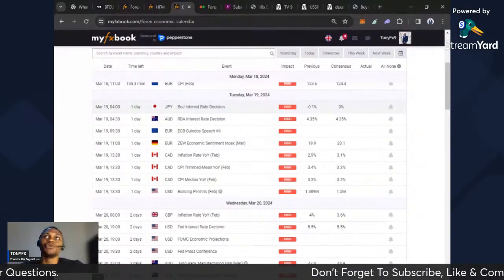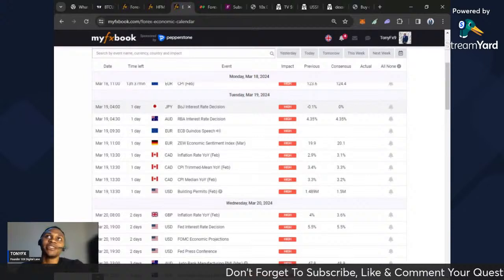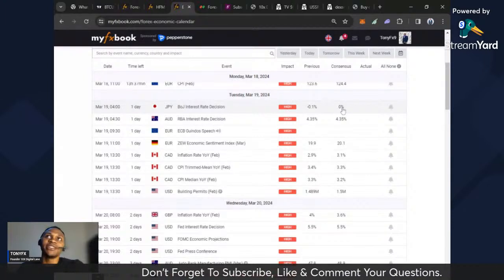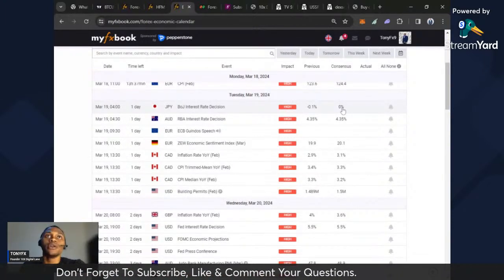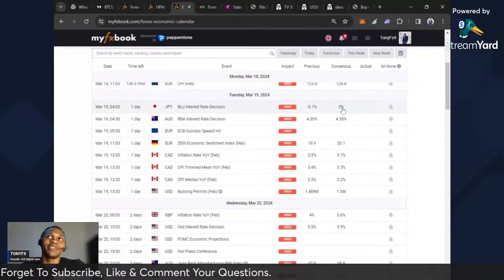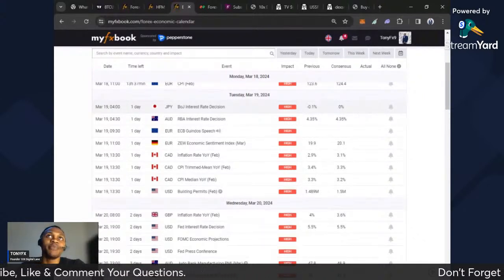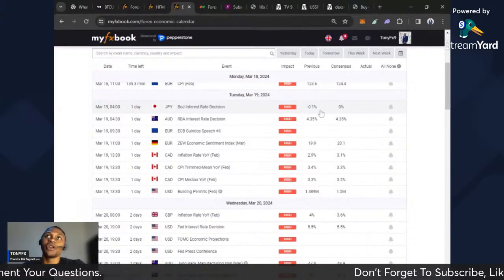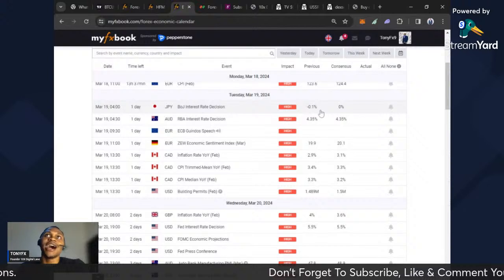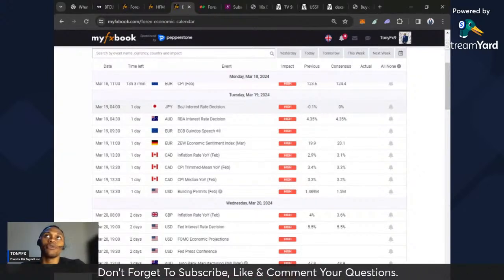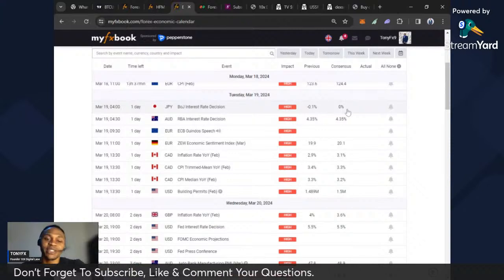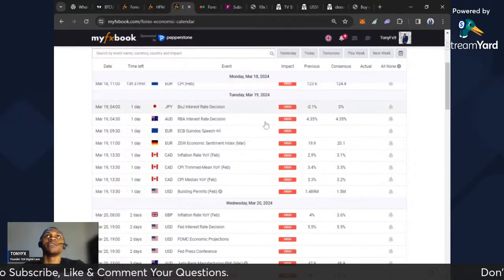And this year, 2024, we're anticipating to see them increase it to about 0% and gradually to about 0.5% or 5 basis points. Okay, so this is currently what we see. And let's see if this is actually true. The sentiment was that they're going to go out from negative interest rates to 0% interest rates. Let's see how that plays out.